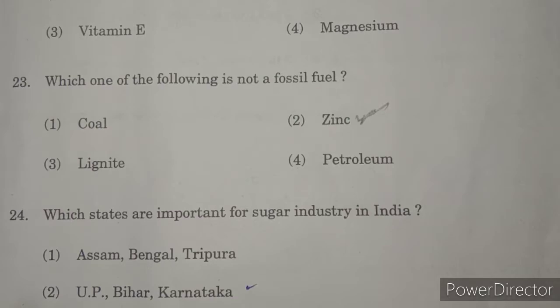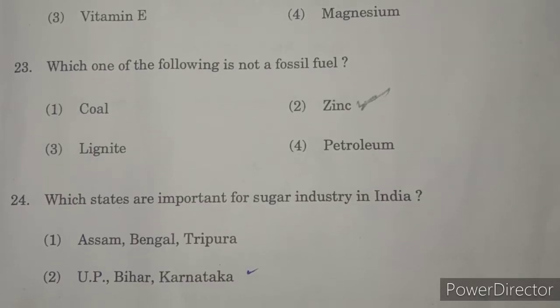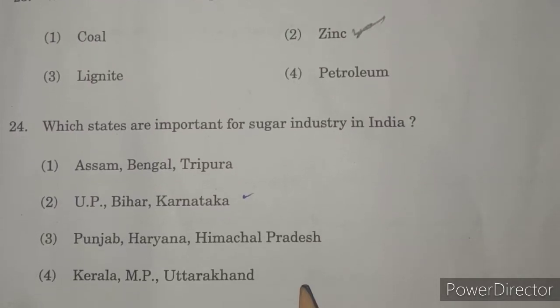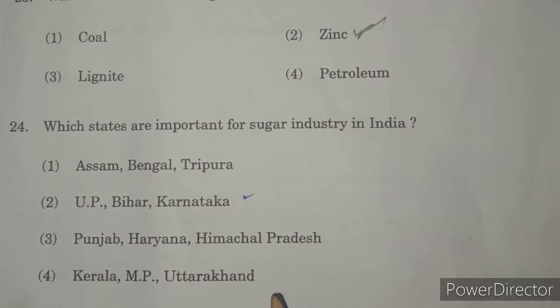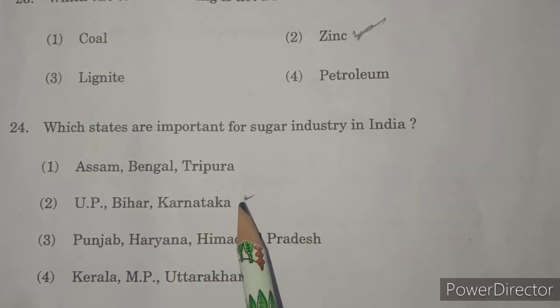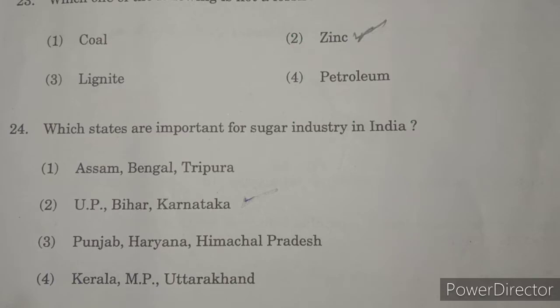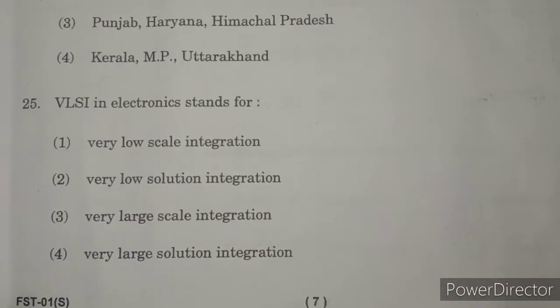Which states are important for sugar industry in India? Answer is Uttar Pradesh, Bihar and Karnataka. Next question. VLSI in electronics stand for. Third is correct answer. Very large scale integration.